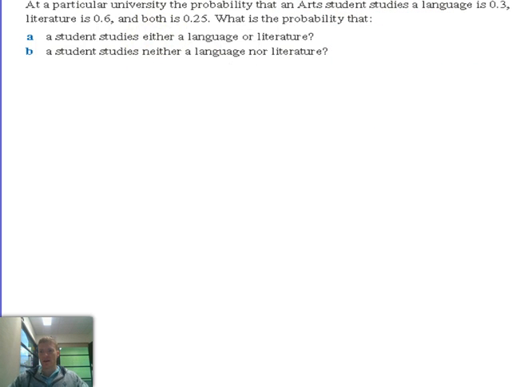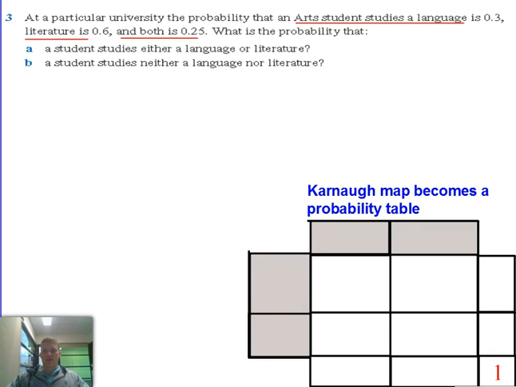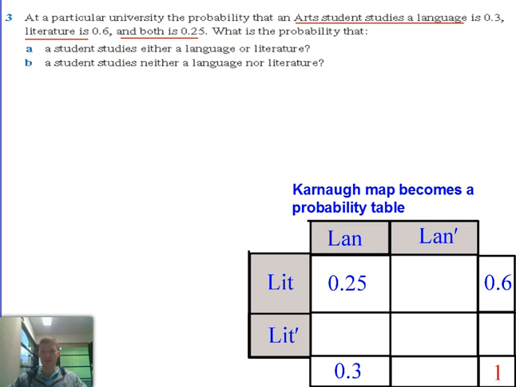First off, what's important is to identify the events that are occurring. We've got two different events. Studies language is one event, and the other event is studies literature. And so a Karnaugh map is useful in this type of problem, where we have two events that can happen at the same time. So we've defined and set up our Karnaugh map and defined our events.